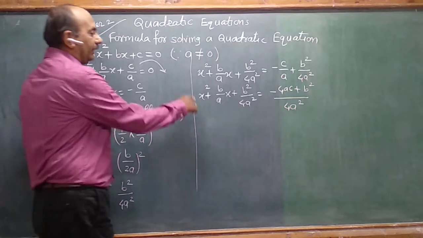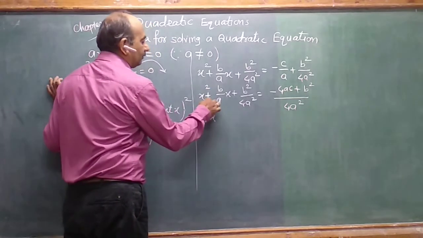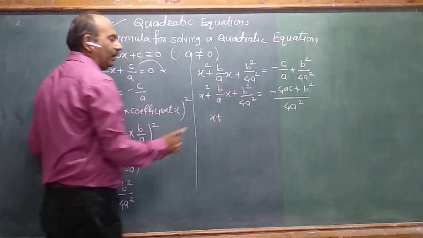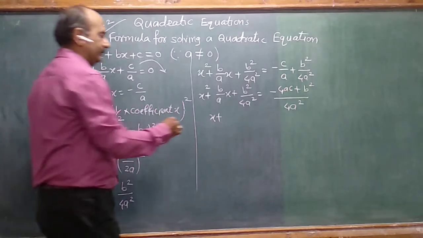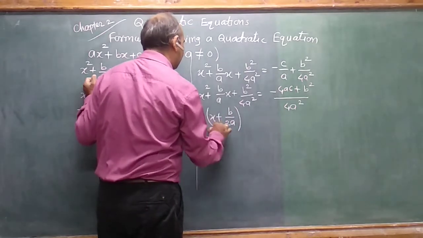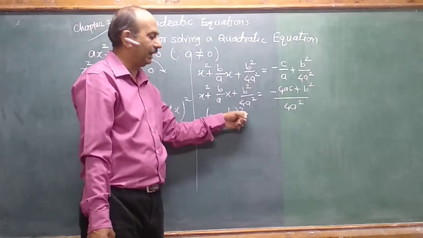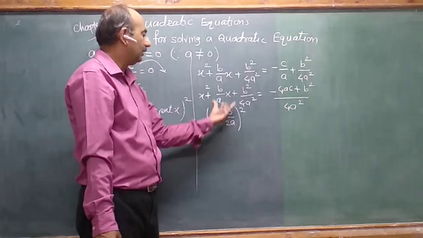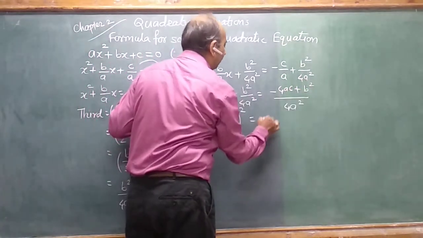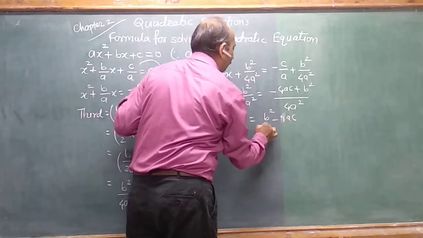Now, taking the square root of x square as x, since it is plus, the square root of b square upon 4a square as b upon 2a. So this can be written like this: x plus b upon 2a whole square. If you expand this one, you will get this equation. And this is equal to, first you write this, b square minus 4ac upon 4a square.